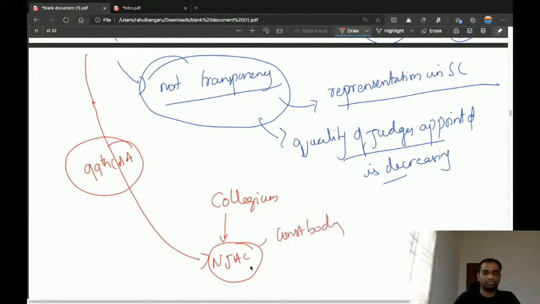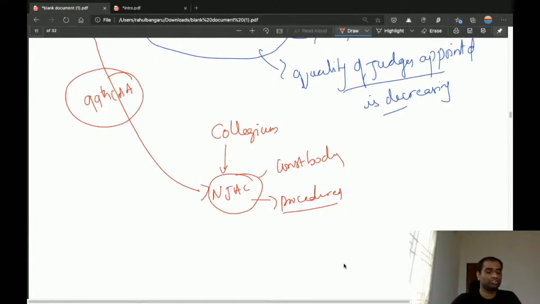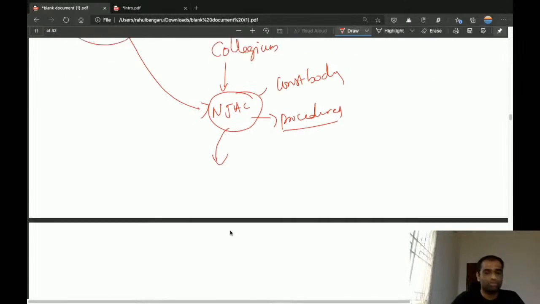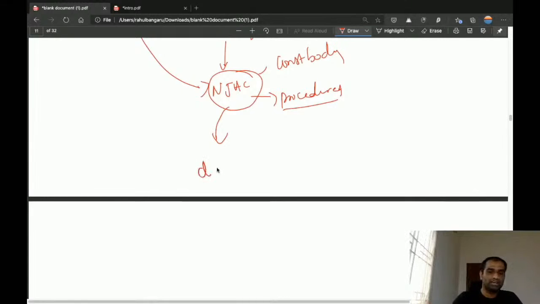The procedure will be clearly defined in the constitution, so all these provisions will be followed by the letter of law. If a judge is being appointed to the Supreme Court, this National Judicial Appointments Commission will make sure that all the rules and procedures mentioned in the constitution are being followed. But this provision of the National Judicial Appointments Commission was declared unconstitutional.